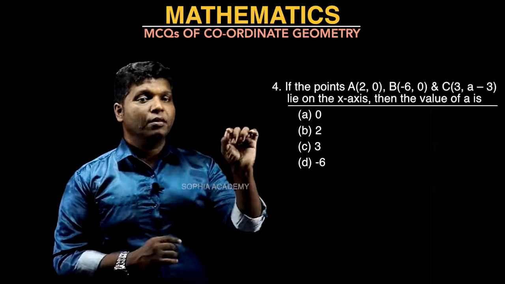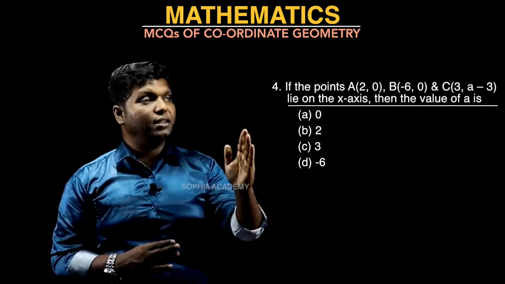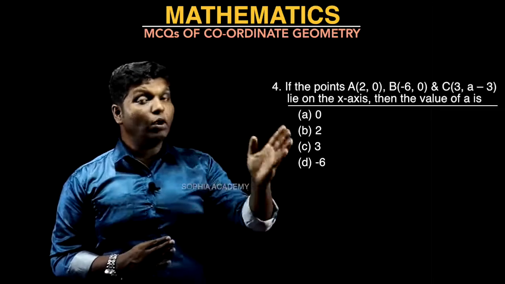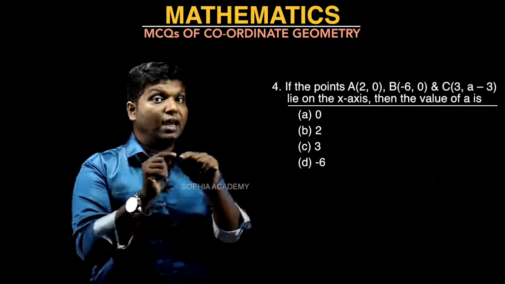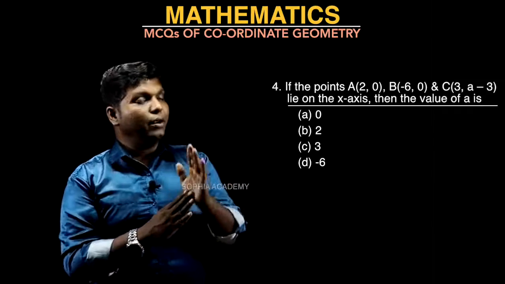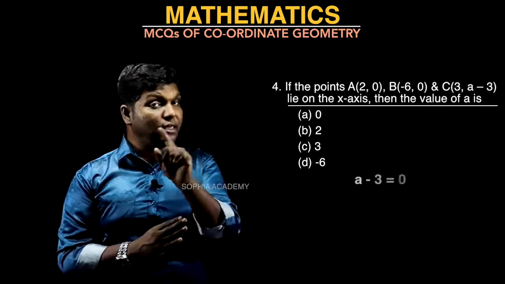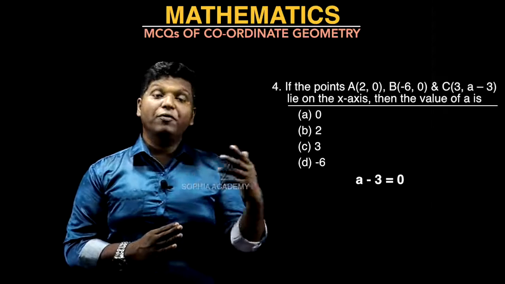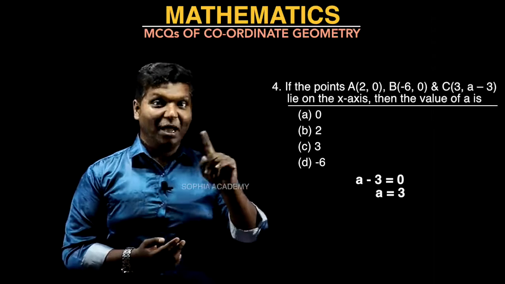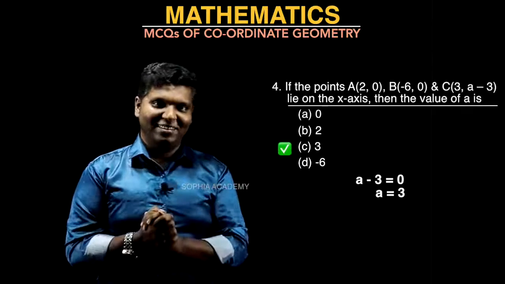Then it is given that you have to find the value of a. Here, see the points A and B: the y coordinate is already 0. That means in C also the y coordinate should be equal to 0, because it is given that it lies on the x-axis. So the y coordinate is 0. For the third point C, which is (3, a-3), that means a-3 should be equal to 0. So if a-3 is equal to 0, what is the value of a? a is equal to +3, right? a-3 equal to 0 means a is equal to 3. So the value of a is 3. You got that answer, right?